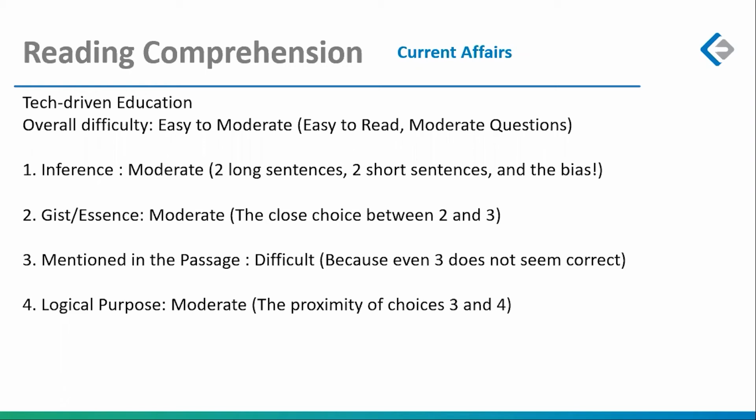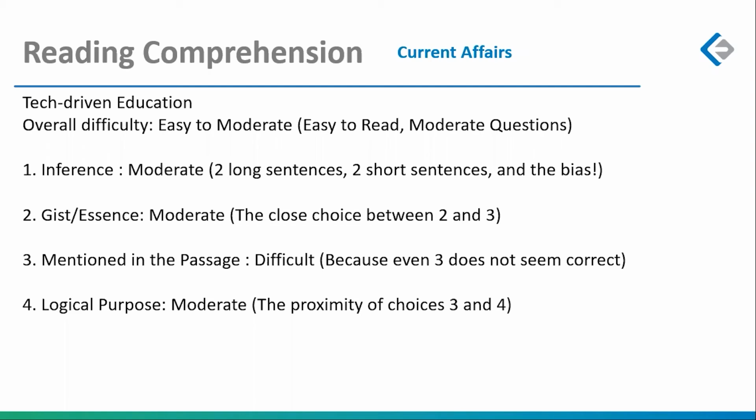Overall difficulty level, easy to moderate. Why? Because it was really easy to read. Questions were also not so tough. If you see the combination of questions, there was 1 difficult question and there were 3 moderate questions. So inference, the gist, and the logical purpose, all 3 of them were moderate.